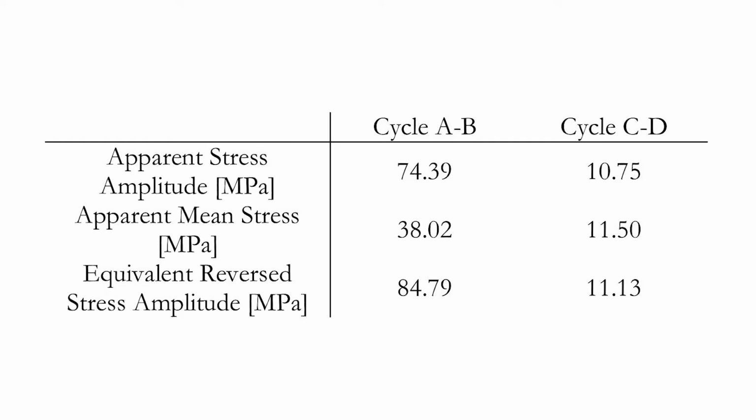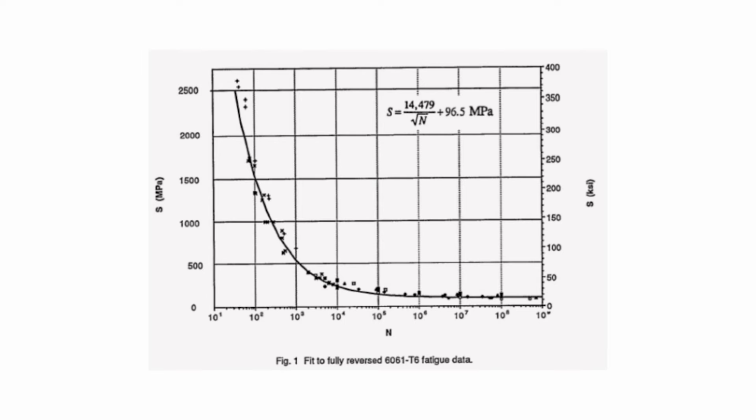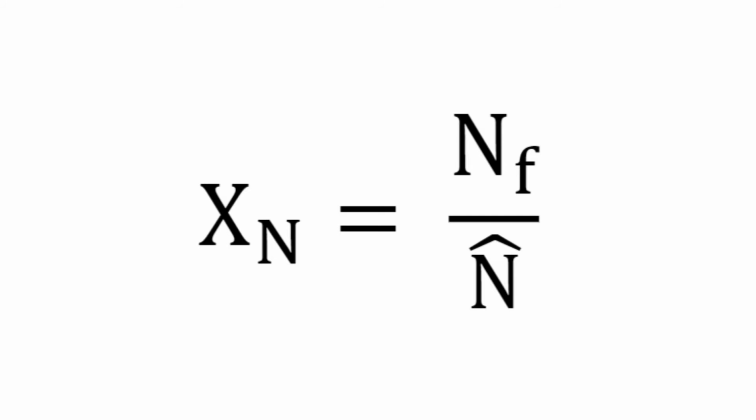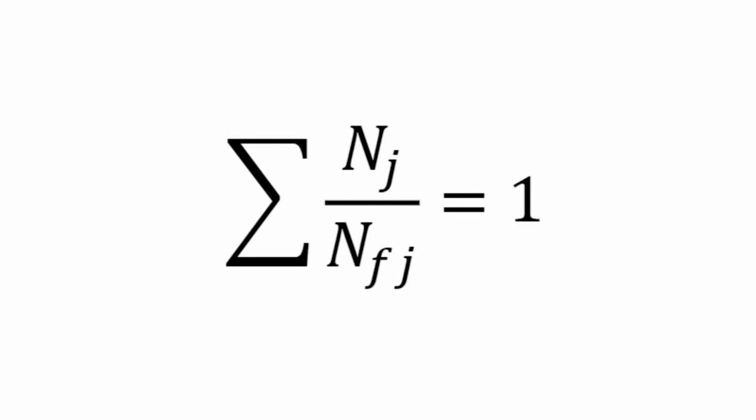The calculated apparent stress amplitudes, means, and equivalent completely reversed loading amplitudes for cycles A, B, and C, D can be seen in this table. We compared these results to the aluminum 6061 T6 stress lifetime fatigue curve, estimated a 1 billion cycles to failure limit, applied a safety factor of 10, and finally applied the Palmgren-Miner rule.